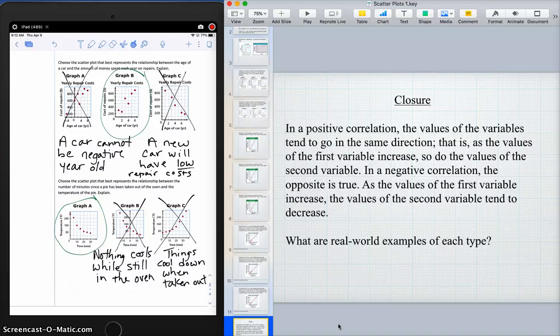Are there any real-world examples of each type of correlation that you can think of? What are things that both increase at the same time? Or what are things that increase and decrease? For example, is there anything that as time goes on would increase, or anything that as time goes on would decrease? Those are kind of the easiest things I could probably think of.